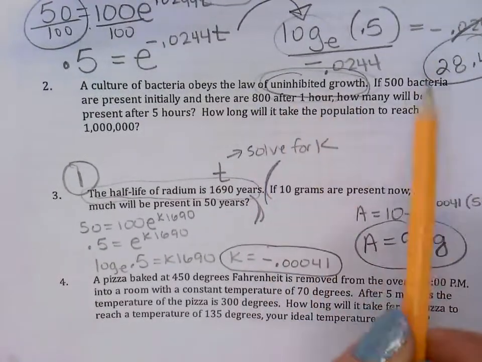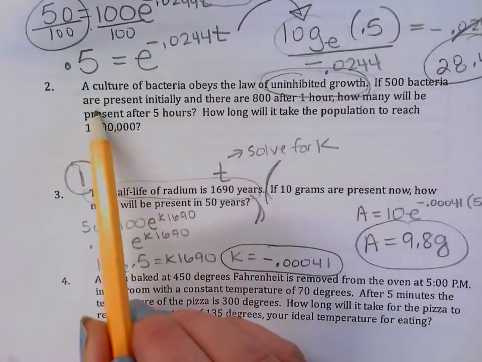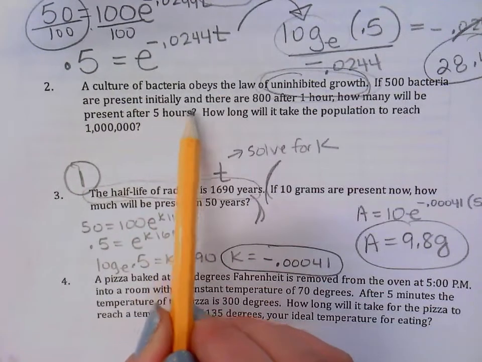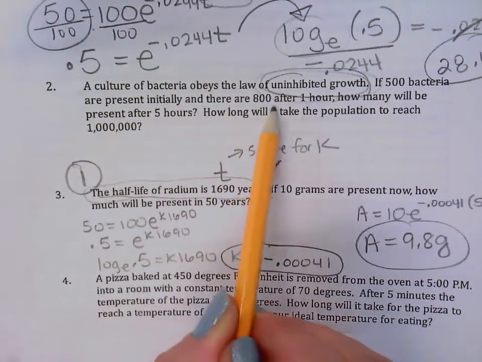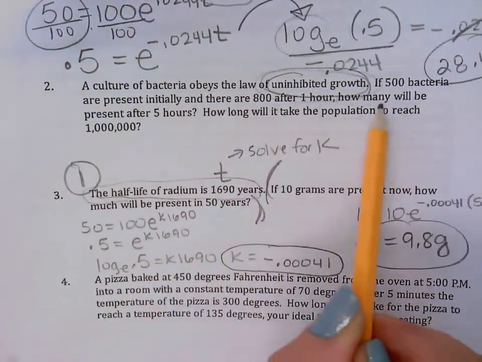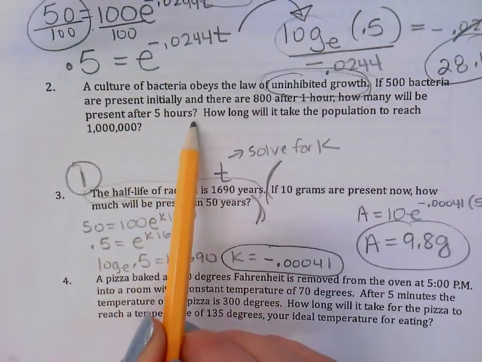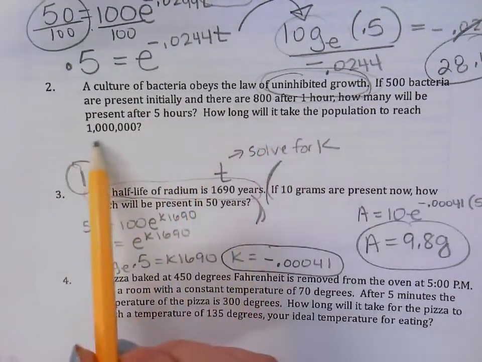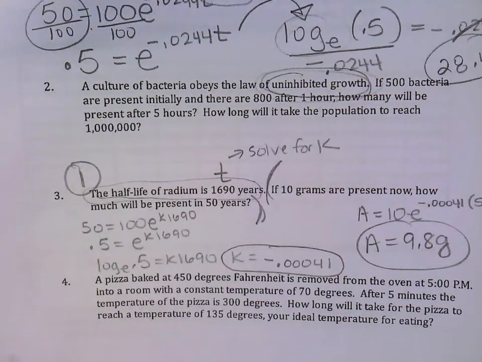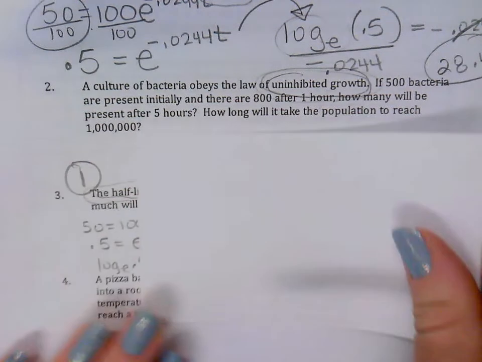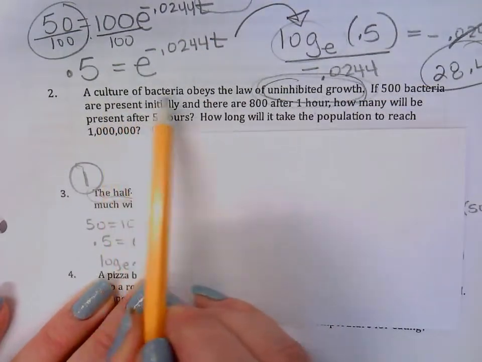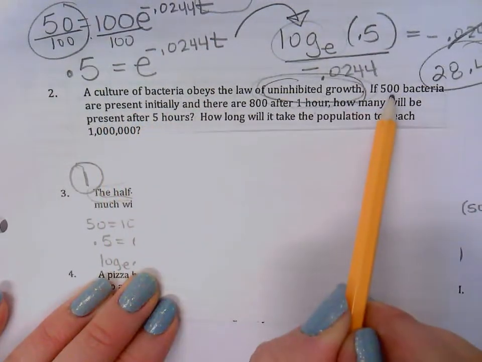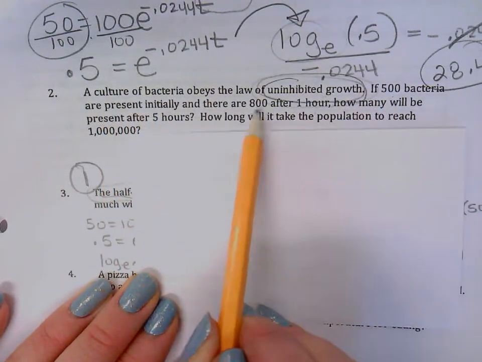It says if 500 bacteria are present initially and there are 800 after 1 hour, how many will be present after 5 hours? And how long will it take the population to reach 1 million? There's a lot to unpack in this problem. You're the scientist, and you are studying your bacteria culture. You start with 500, and after 1 hour, there's 800.